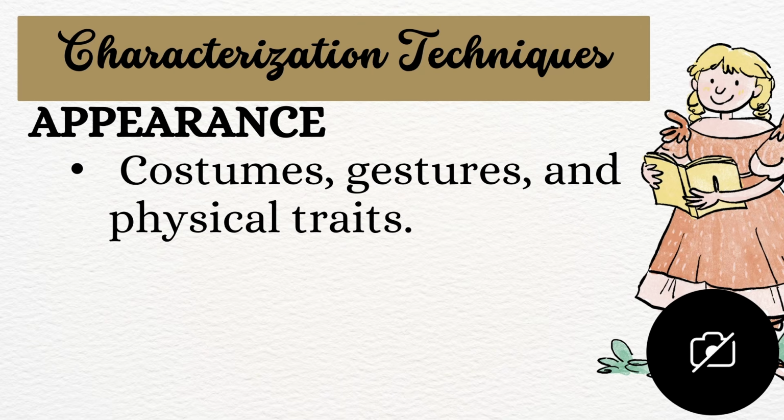Next, we also have appearance. Characterization would also be developed through appearance, using the costume, the gestures, and the physical traits. Again, we are giving characteristics to the character itself. More than just the name, more than just the definition, we are making it whole. That's why character and characterization go together. The character specifically talks about the name, description, and the like, but characterization talks about the wholeness of the character itself.